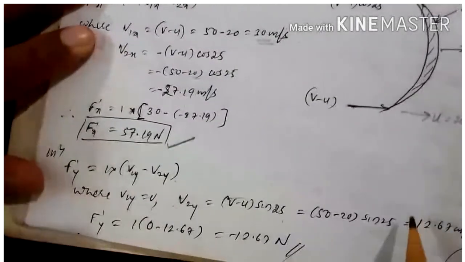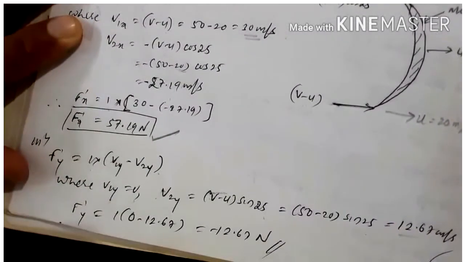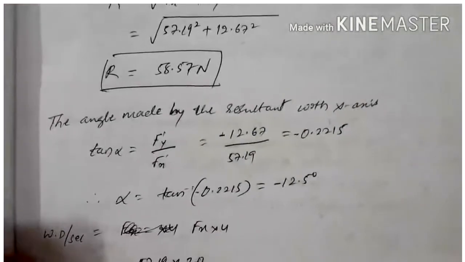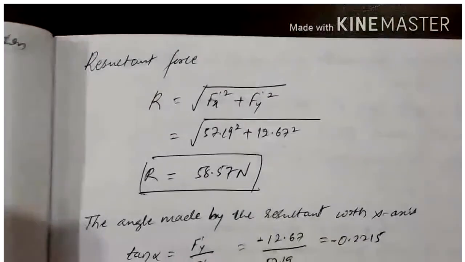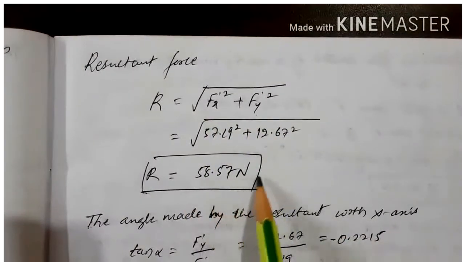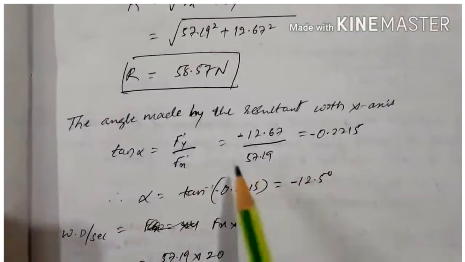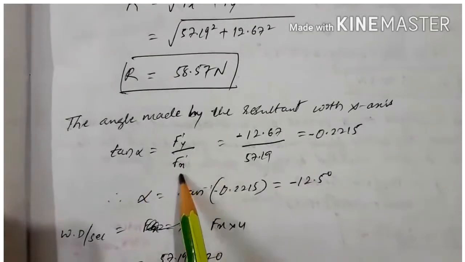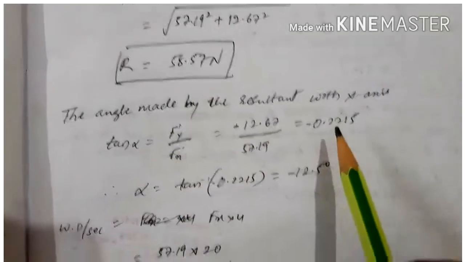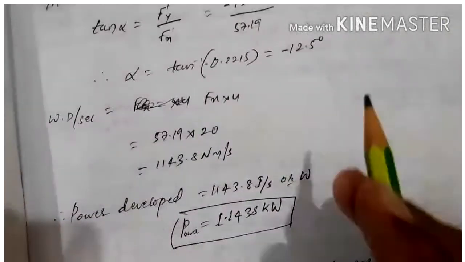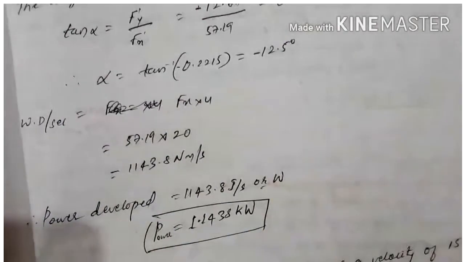Then we get this as 12.67 meter per second. Then finally the Fy will have a minus sign. To calculate the resultant force, take the root of Fx square plus Fy square. Substituting the values here, we get 58.57 Newton. Then the angle made by the resultant with the x-axis: tan alpha equals Fy by Fx. Then we get a minus angle, and that minus indicates the angle is measured in the clockwise direction.